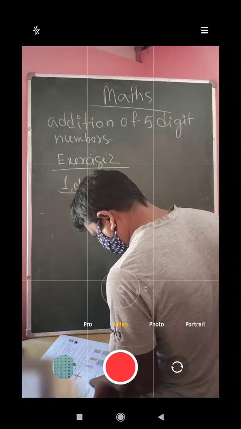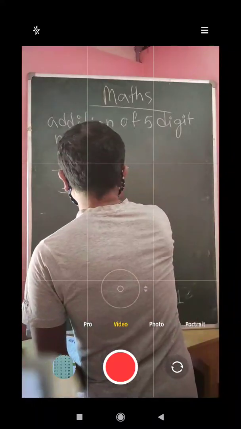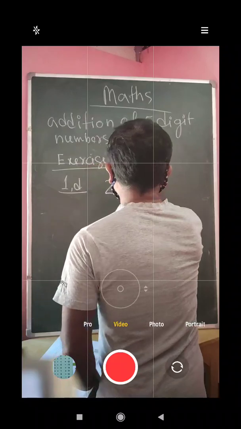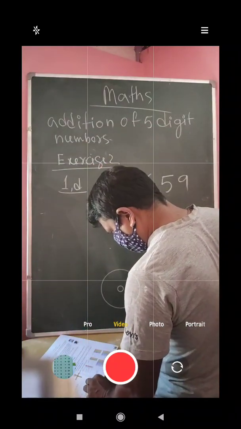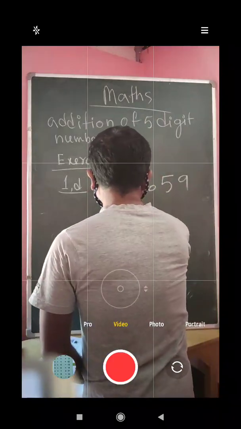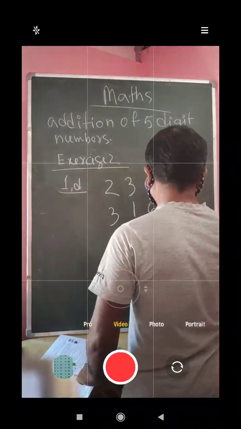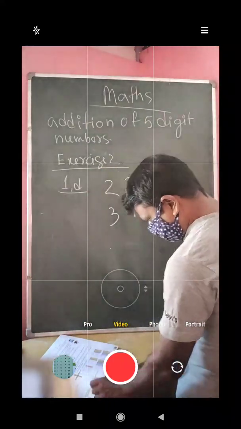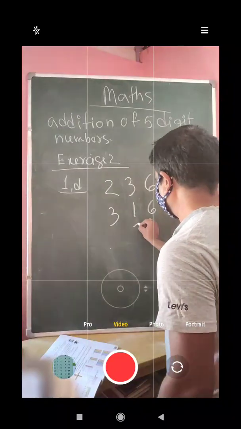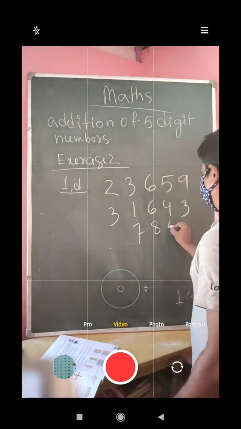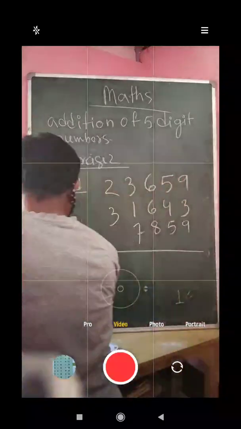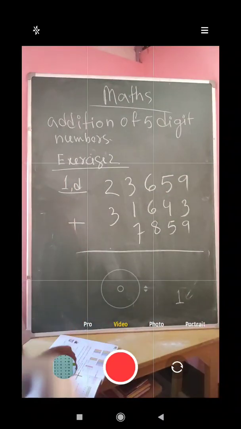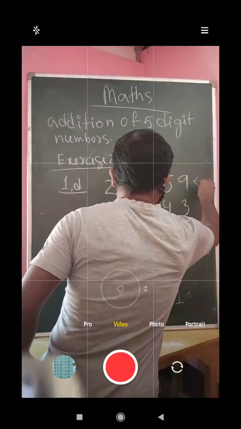23659, 31643, and 78597. Okay, this is the thing that we'll have to do. So we will do the plus. So now, as I have said, we will start from here.